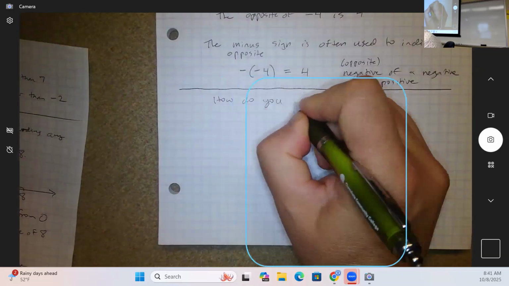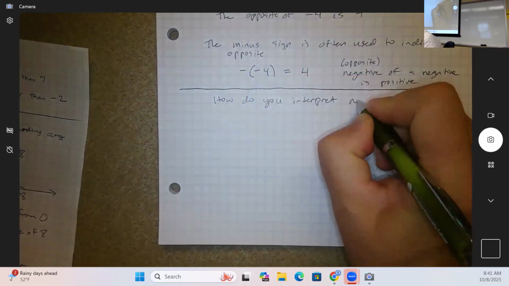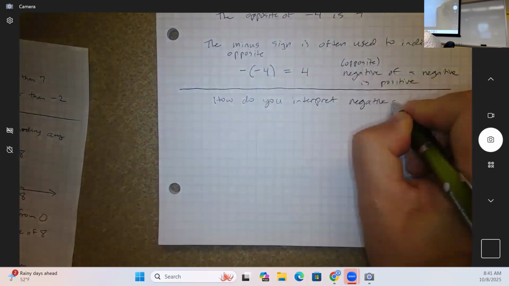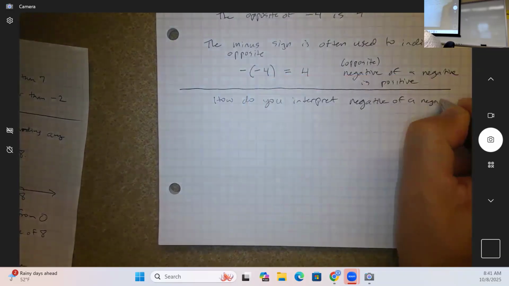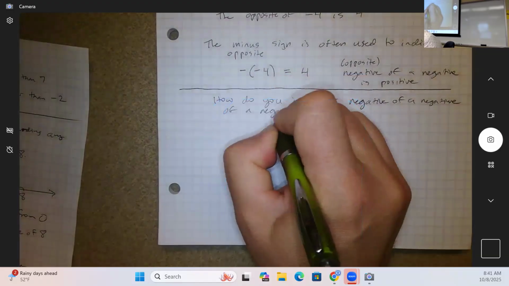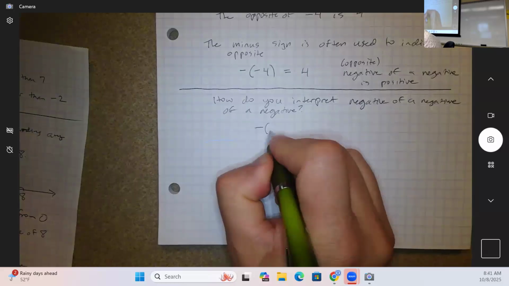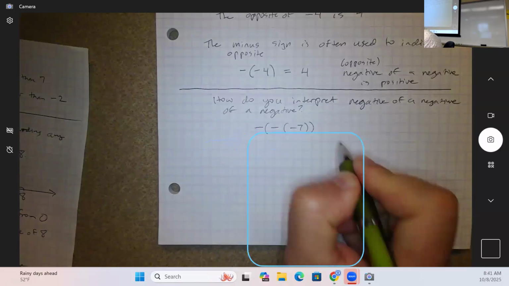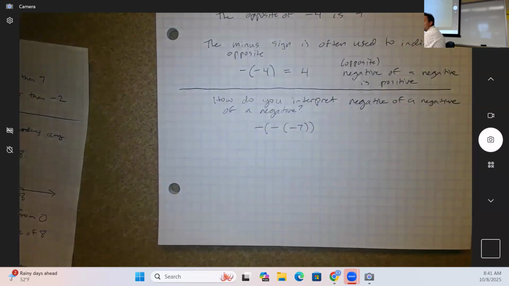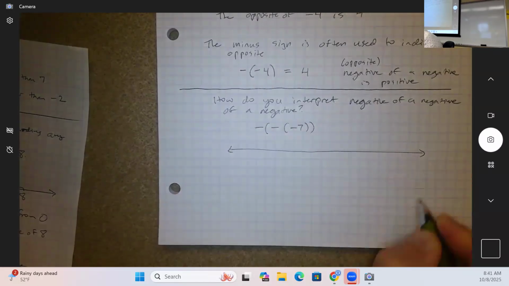How do you interpret a negative of a negative of a negative, etc.? So if I have minus of minus of -7, is that what you're talking about? Yeah. Let's do this on a number line first, because again, I'm a big fan of the visual.